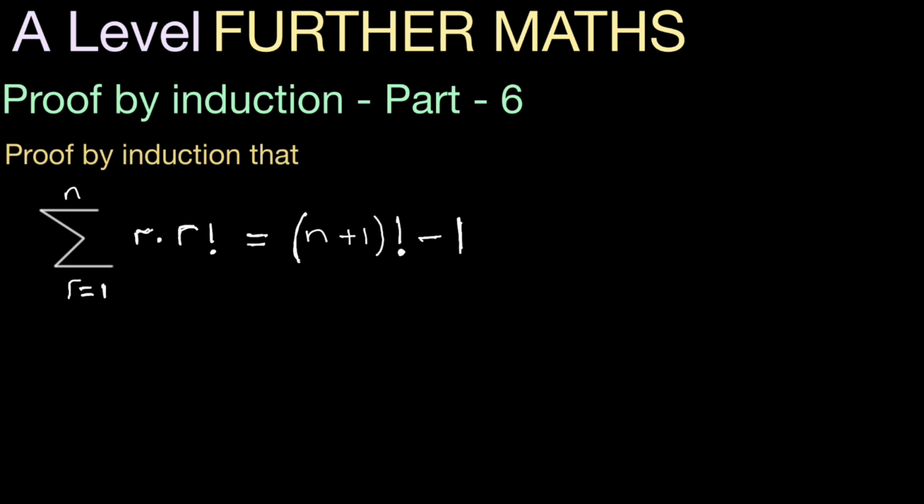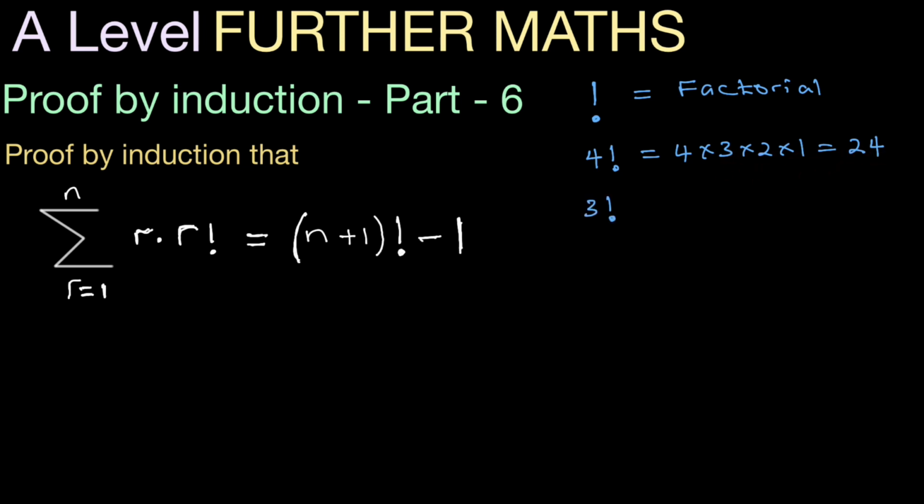So first of all, we need to define the word factorial. This exclamation mark here is factorial. The best way to explain this is to give an example. 4 factorial will be equal to 4 times 3 times 2 times 1, and that equals 24. 4 times 3 is 12, 12 times 2 is 24, 24 times 1 is 24.